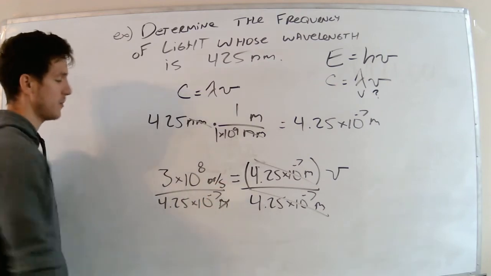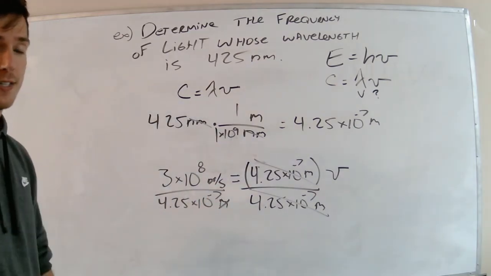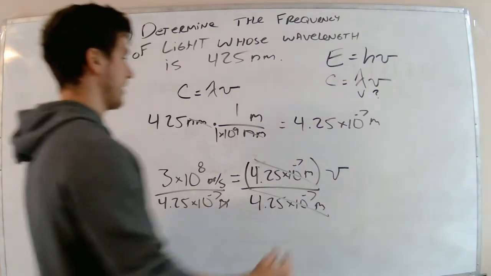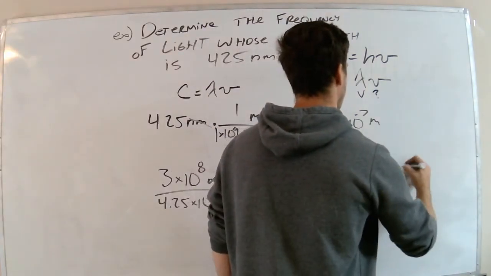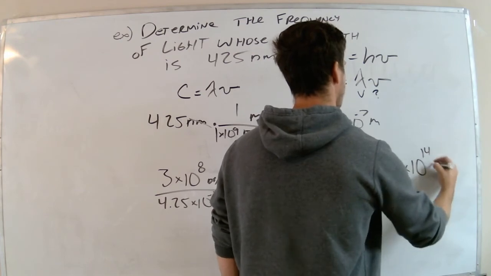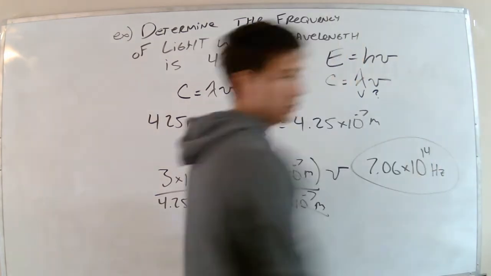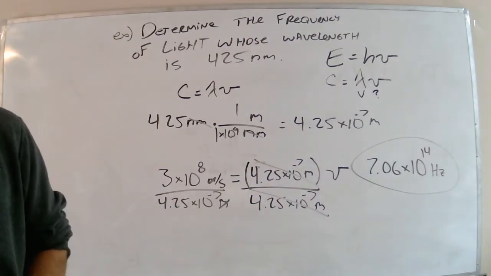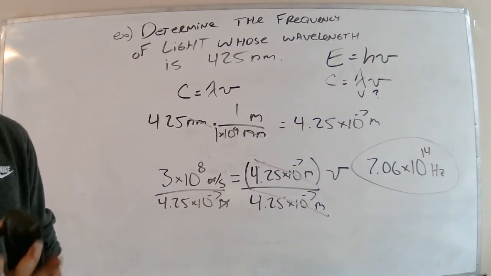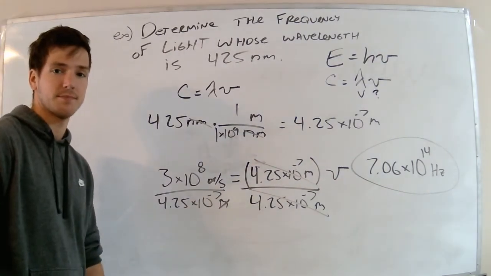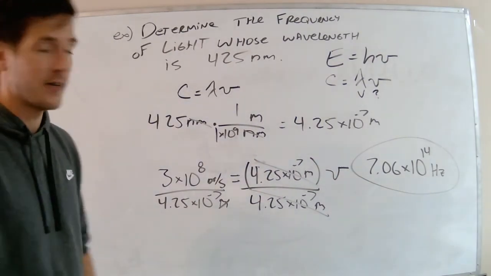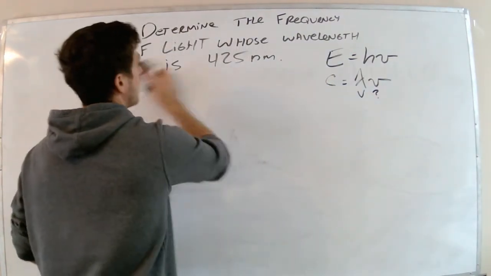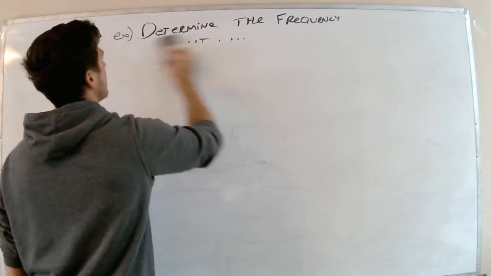Meters cancel out, which is good, leaving us with just 1 over seconds, which is the units for frequency. So we should get something like 7.06 times 10 to the 14th hertz, or 1 over seconds. It doesn't matter. Either unit is good for me. It's good enough for the AP College Board. So let's go ahead and go to the next example.